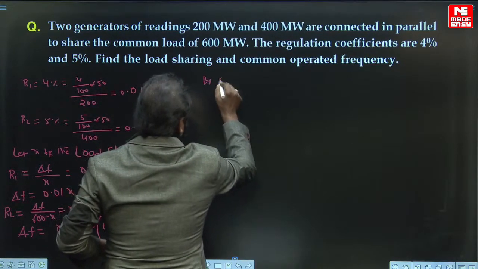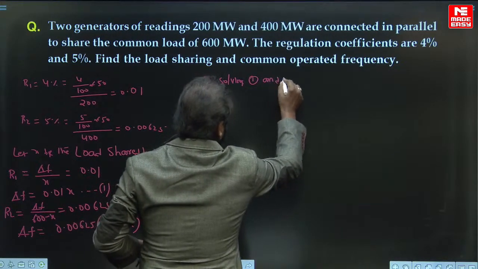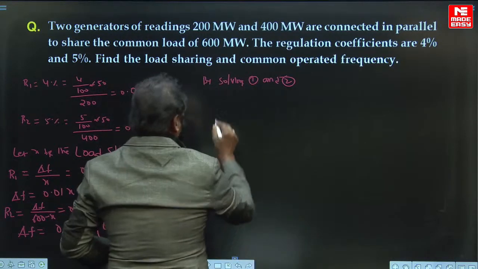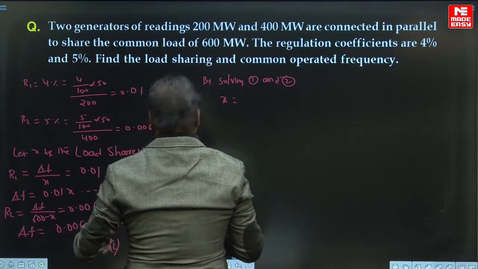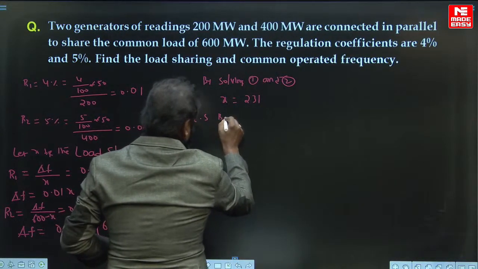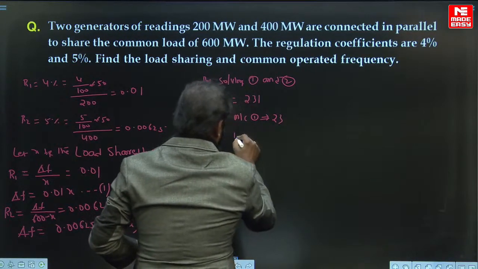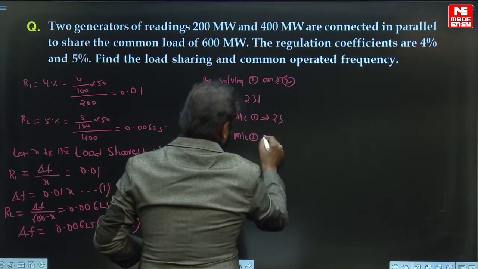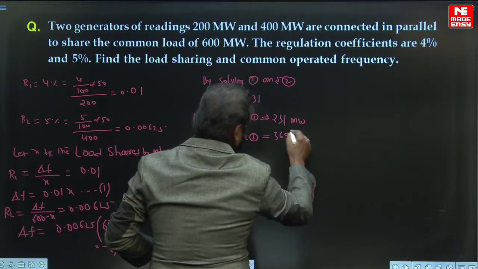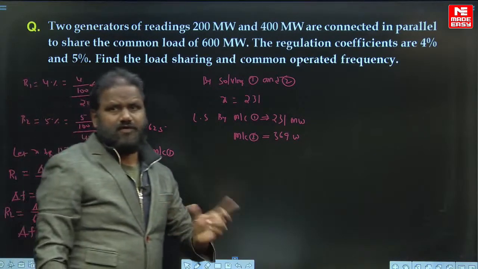By solving 1 and 2, you get x equals 231. That means the load shared by machine 1 is 231 megawatts, and by machine 2 it is 369 megawatts. Okay? This is also a standard question. It may come in your synchronous machines also. It is a common question.